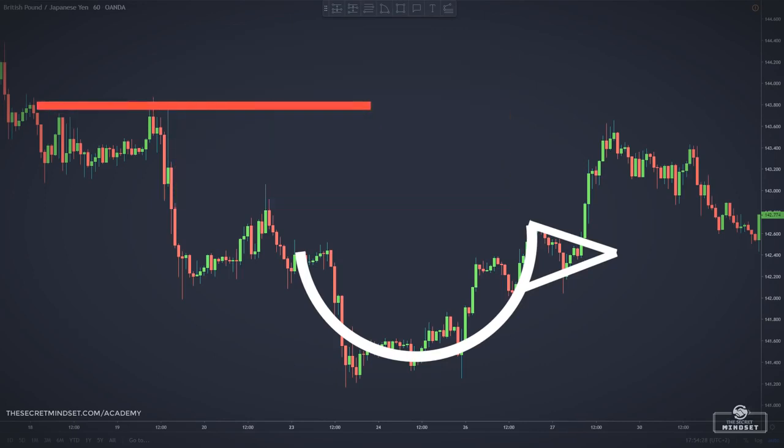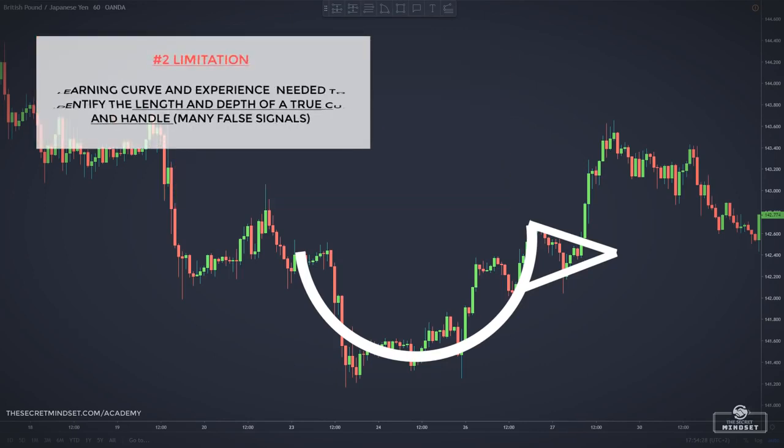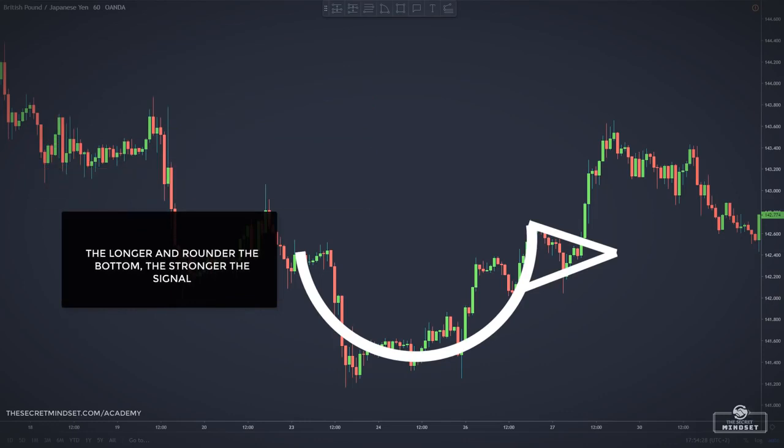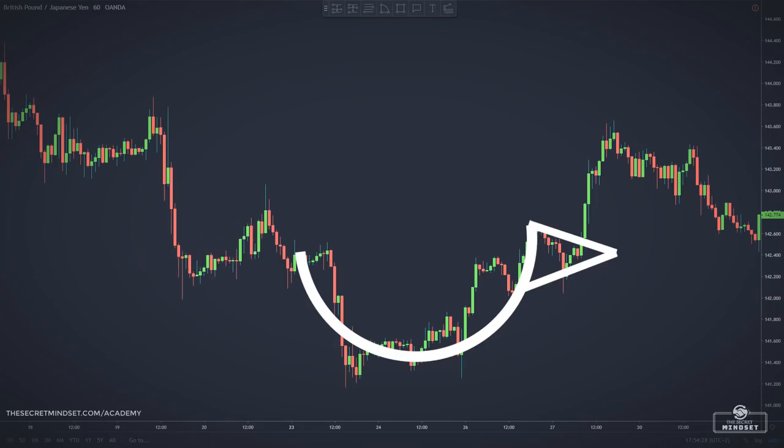Secondly, you need to learn to identify the length and the depth of a true cup, as there can be false signals. And here is another important tip. The longer and rounder the bottom, the stronger the signal. Also, remember that the cup should not be a V-shaped or too deep.